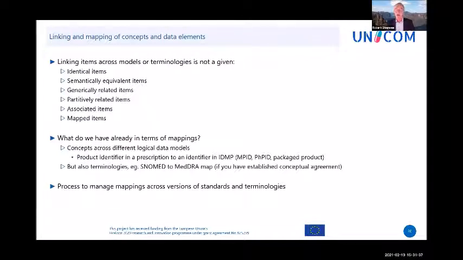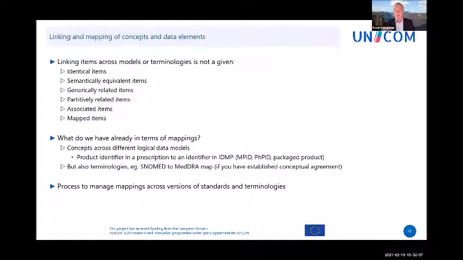And we already have some mappings, of course. We have the concept mappings across the different logical models. We know where the MP ID, the PHP ID, or the package product ID is being used. So we do have at least a partial insight in where the links are, but it's not complete. And there might be differences in interpretation, so we need to check some of those links.